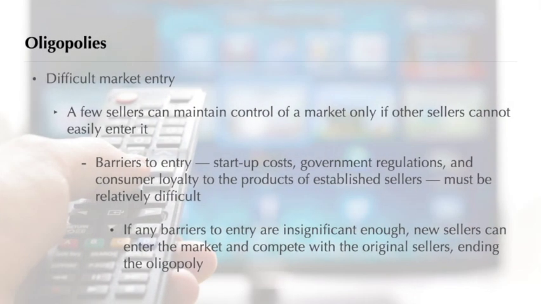A few sellers can maintain their control only if other sellers cannot easily enter the market. The relative difficulty of entering an oligopolistic market depends on startup costs, government regulation about entering the market, and consumer loyalty to the established sellers' products. If any of these factors is insignificant enough, other sellers can enter the market, compete with the original few sellers, and end those sellers' oligopoly.